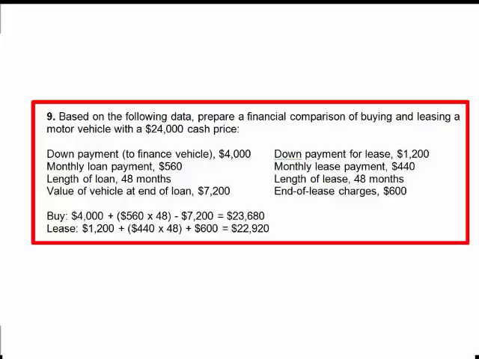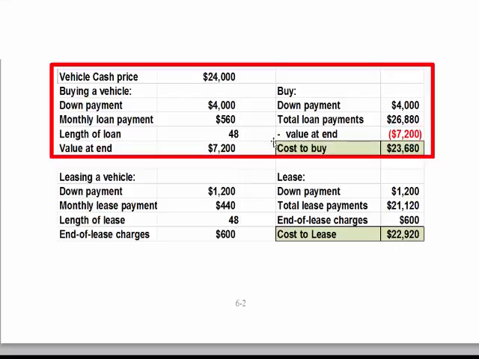On the lease, you have to make a down payment of only $1,200. The monthly lease payment's only going to be $440, again 48 months. End of lease charge is $600. Here is how it works out.